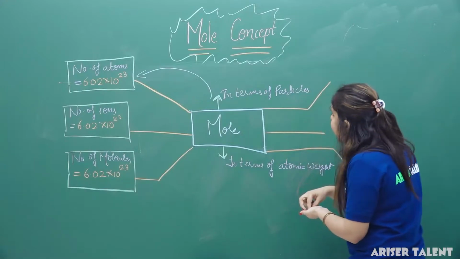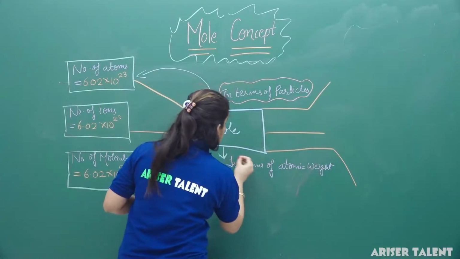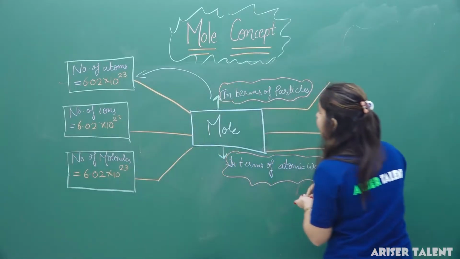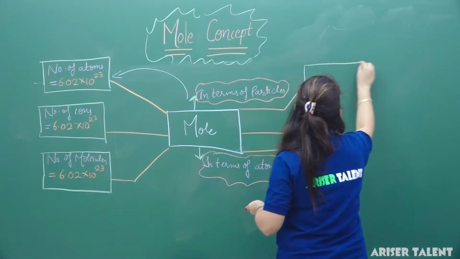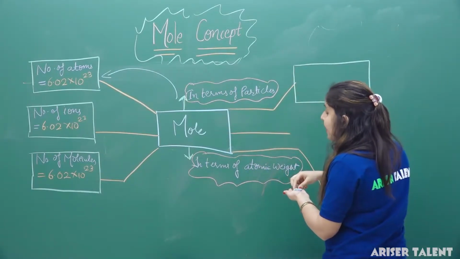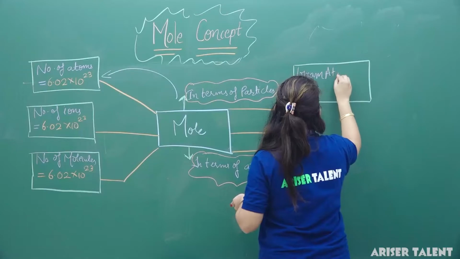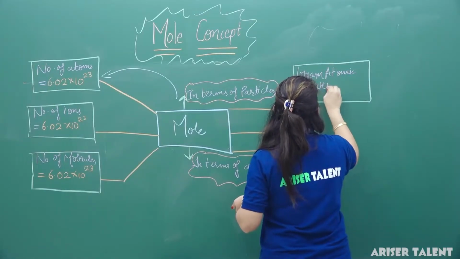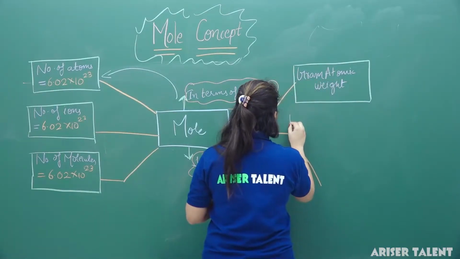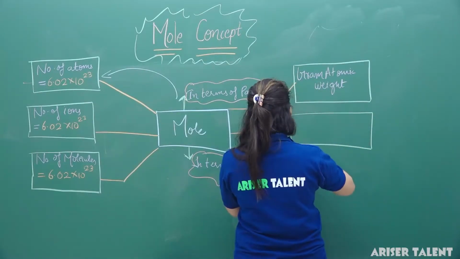Now, we are on our second category. Our second category is in terms of weight or mass. Firstly, it is defined in first category, that is 1 mole of a substance will be equal to gram atomic weight, which will be the GAM of a substance.